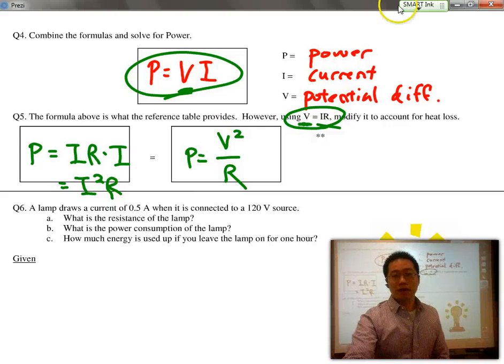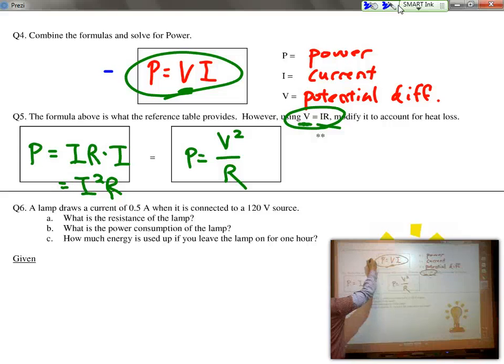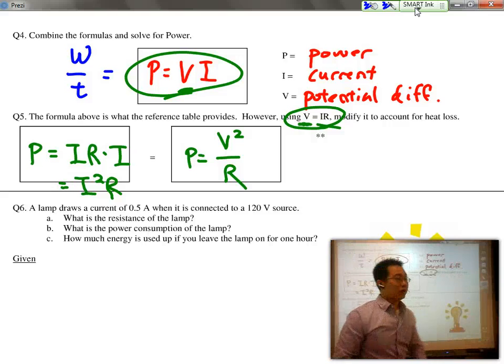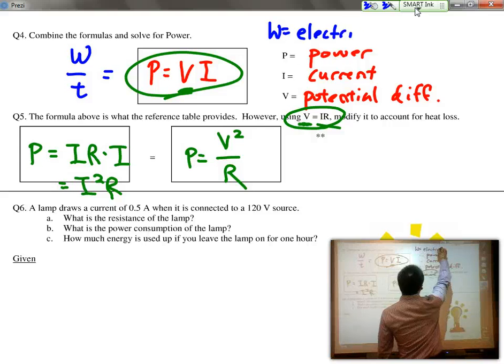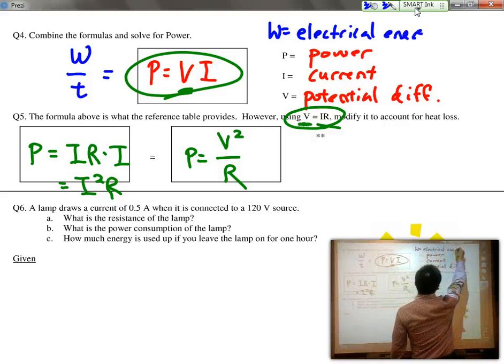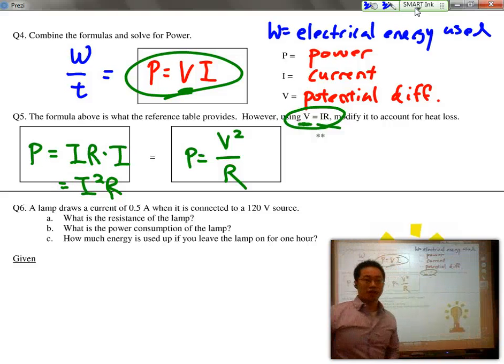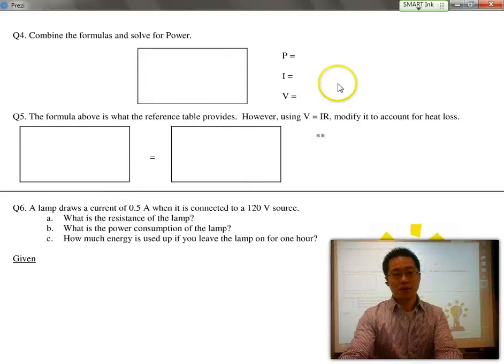Okay? Keep in mind that this can always be set back equal to our original formula for power, work over time. So the work would actually be the electrical energy used. Okay? Now we do a quick practice question.